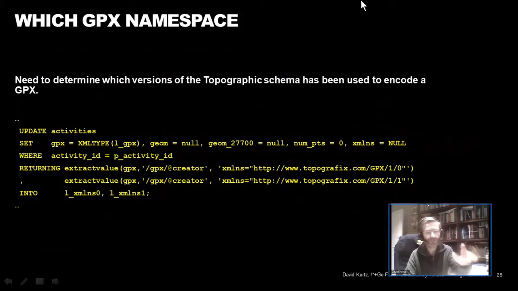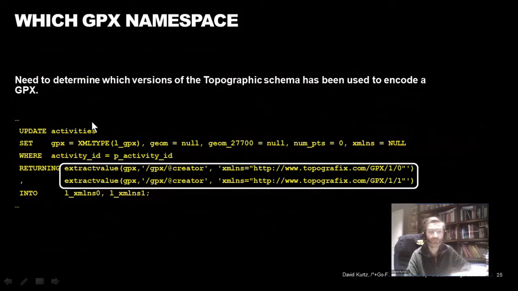So when I look in my GPX file, I extract the name of the namespace, and I store that in the database as well. And I do that while I'm updating the GPX with a returning clause. So I've got this package function which does a number of updates as I load it.